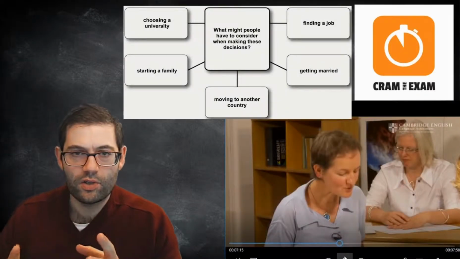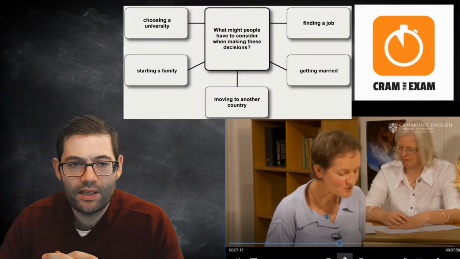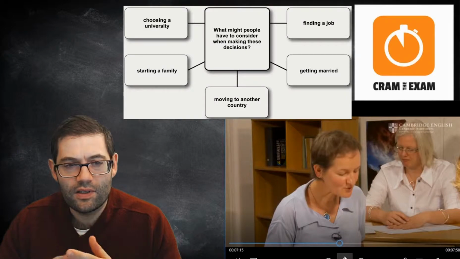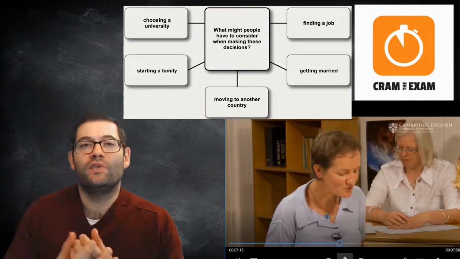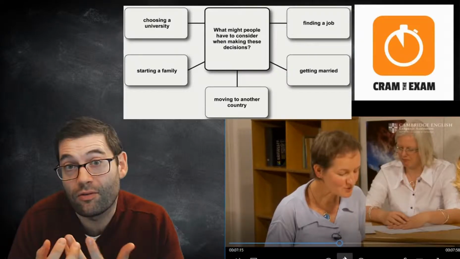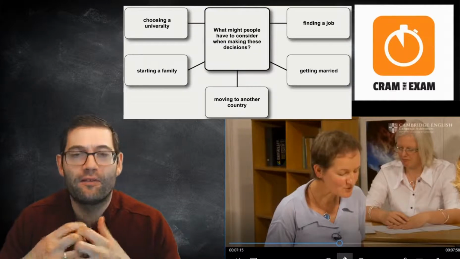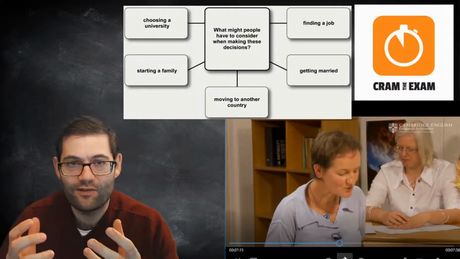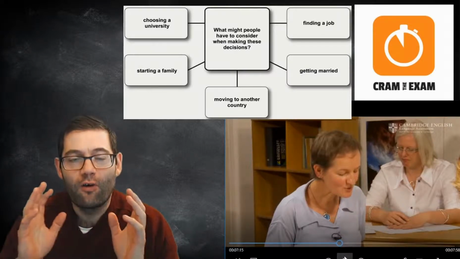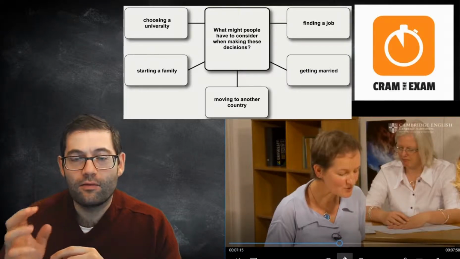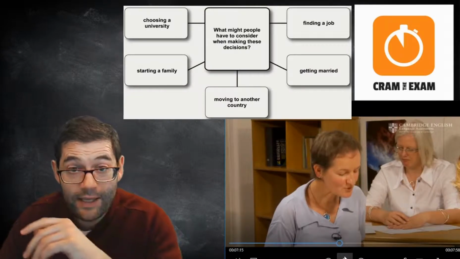Okay, so you can see the question above my head. What might people have to consider when making these decisions? Choosing university, starting a family, moving to another country, finding a job, getting married. The scope of this question is huge. You could talk for an hour, if not more, about this question and those five topics. So speaking for 2 minutes should be no problem whatsoever. So let's just see how our candidates get on.